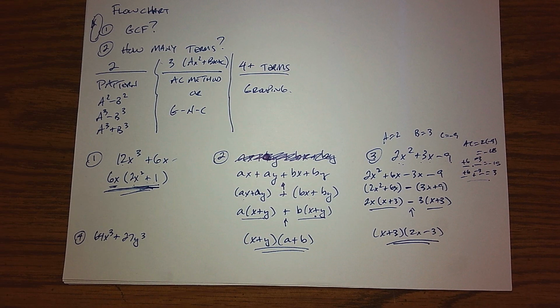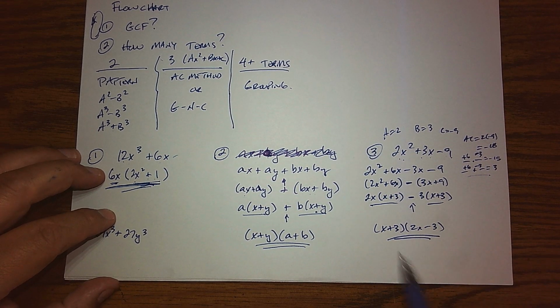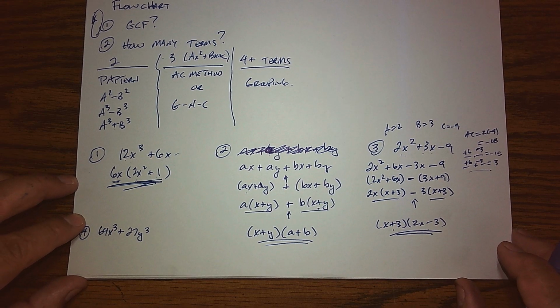So perhaps you guessers and checkers got there a little faster, but we got there, right? There's the binomial times the binomial. There's the product that results in that trinomial. So hopefully, again, you're seeing how this flow chart basically works.